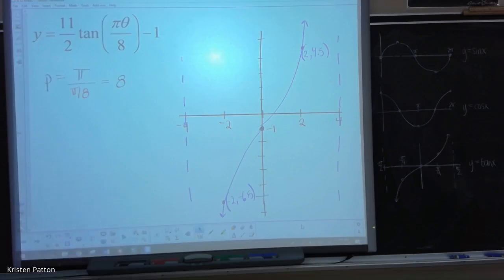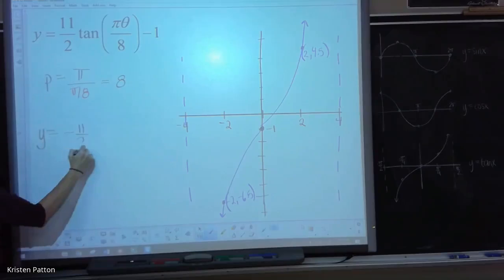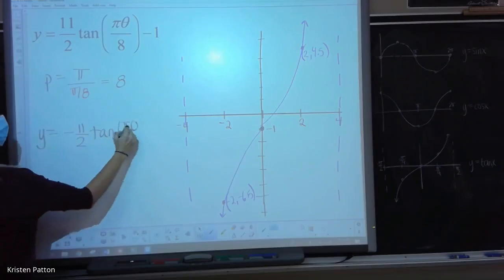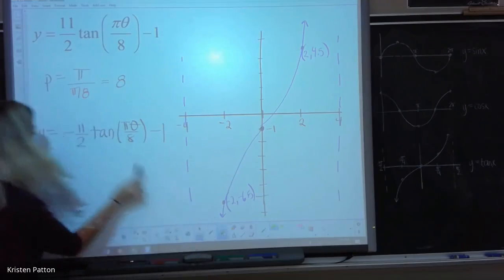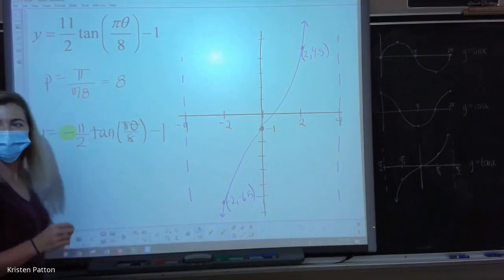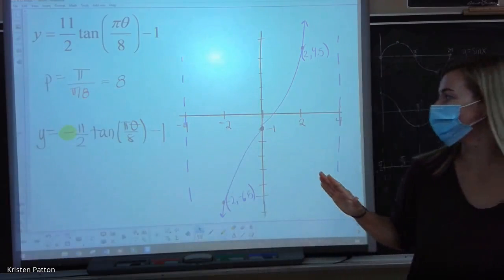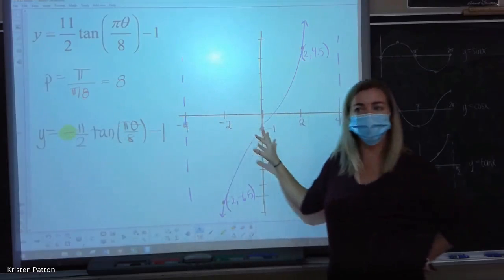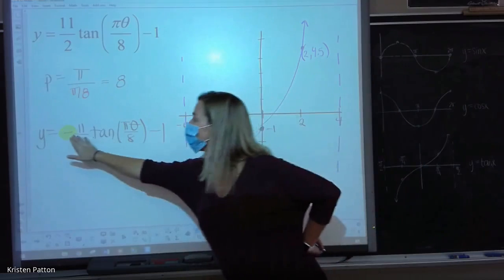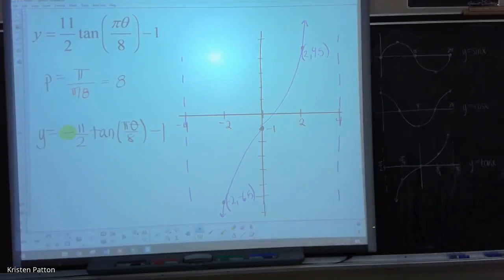For those of you that are done, I'm just going to ask you to think about this. What would change, if anything, if that 11/2 was negative? So if you're done, I just want you to ask yourself, what would change about your graph, if anything, if that was a negative 11/2? Okay? If you went ahead and drew it in on your paper, that's up to you.